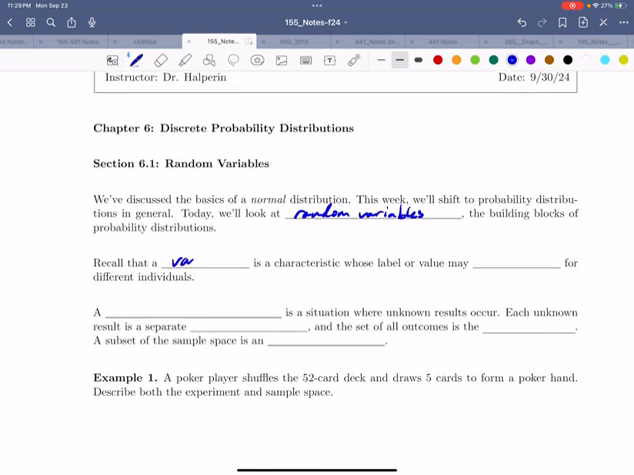Now recall that a variable is a characteristic whose label or value may vary, right? It's just something about an individual that could vary. A little bit of terminology here. A random experiment is a situation where unknown results occur. Each unknown result is a separate outcome. The set of all outcomes is the sample space. And a subset of the sample space is called an event. Not sure that one's listed in the book, but I've heard it before.